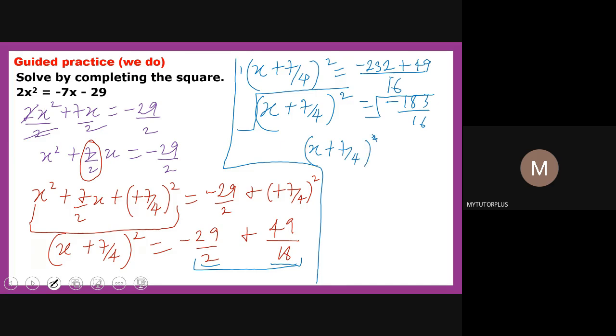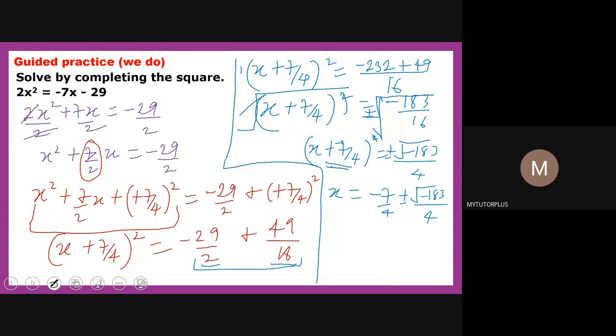Sorry, square and square root would have cancelled each other here, equals to plus or minus square root of minus 183 divided by 4, because this square root would have reduced the 16 that we have under. Then collect the like term now. If you collect the like term, x is going to be, initially we have plus 7 over 4 here. If you take it to that side, it turns to minus 7 over 4 plus or minus square root of minus 183 divided by 4.